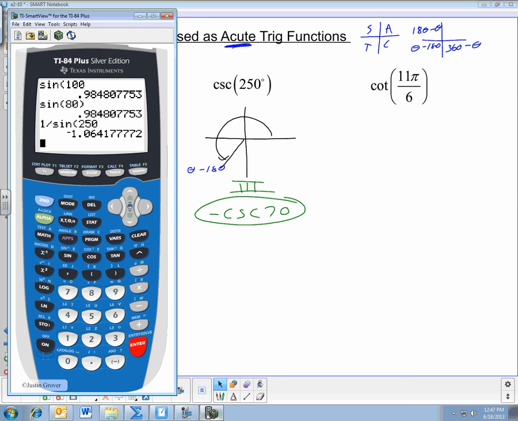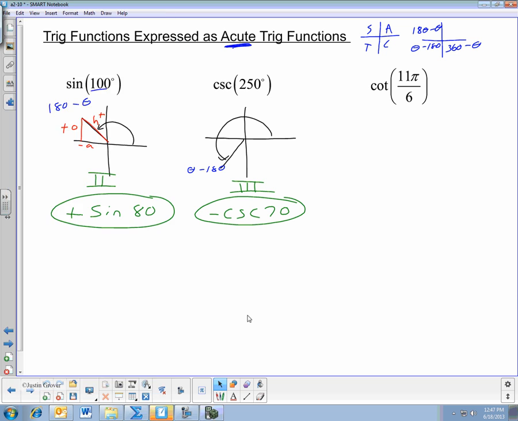I can confirm it by doing 1 divided by negative sine 70. It's important you do that. And I see it matches my original answer, so I know I'm correct. One more example.